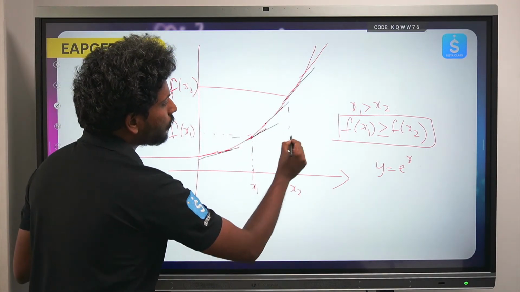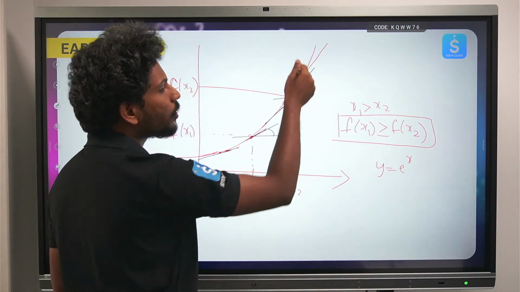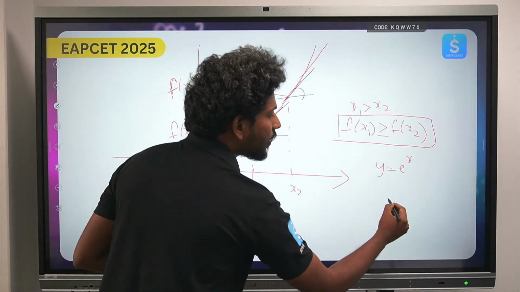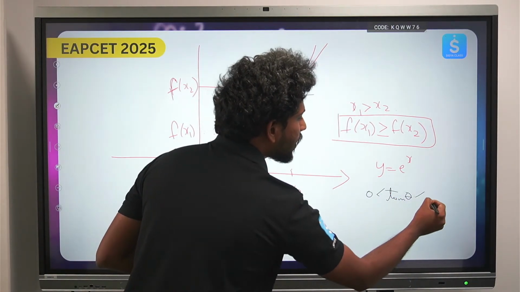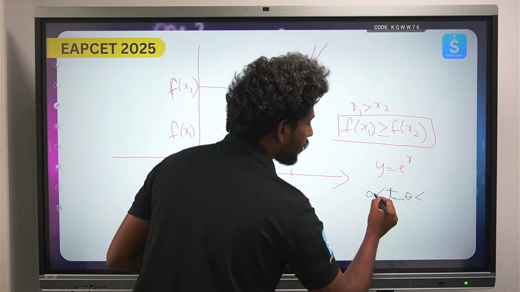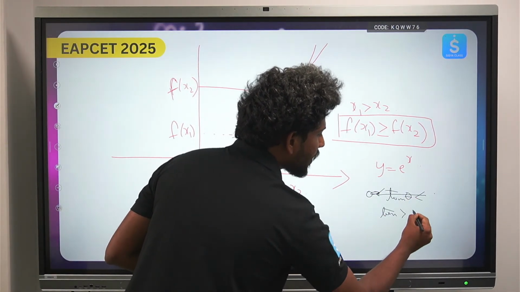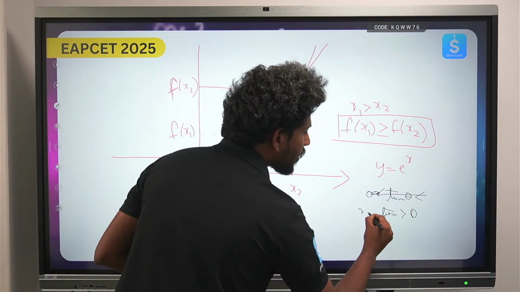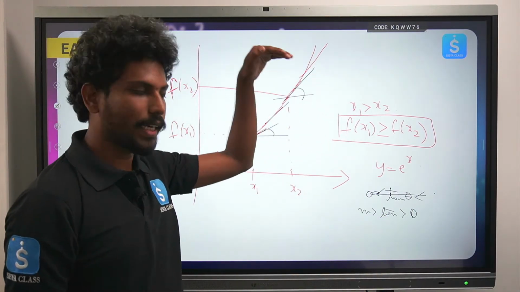The slope is always positive. If you try to take this, all these angles lie between 0 to 90. In 0 to 90, the tan theta value is always positive, and hence you can say that the slope is always positive, or it is equal to 0 when it is actually parallel to the x-axis, right?